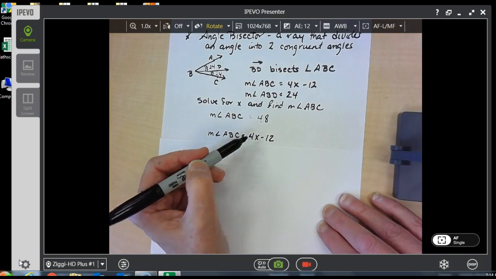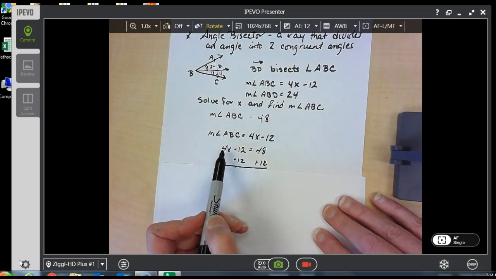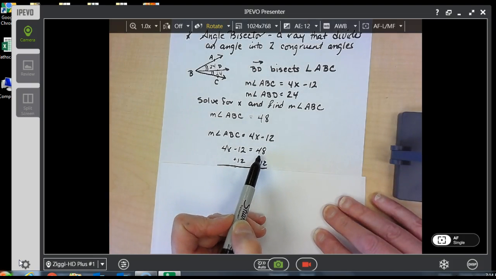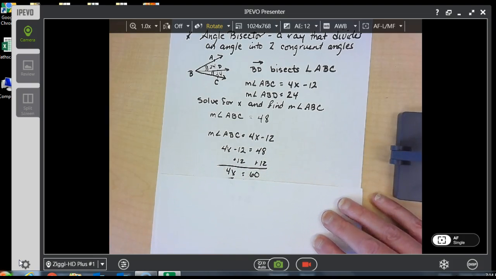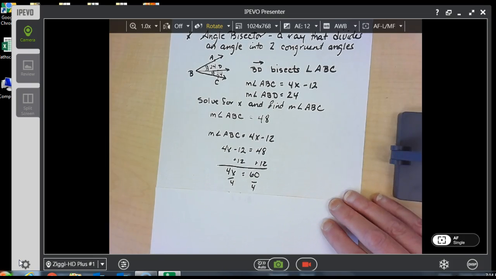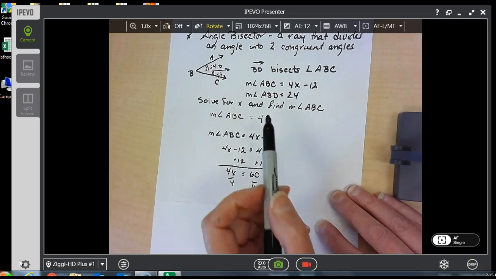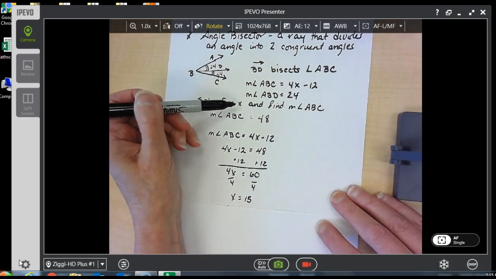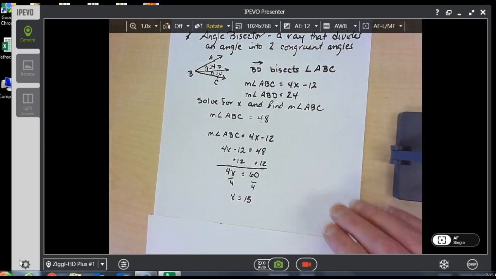And you know the measure of angle ABC is also equal to 4x minus 12. Well, if they're equal to the same thing, we set them equal, and then we solve. So 4x minus 12 would equal 48. Add the 12 to both sides. 4x equals 60. Divide both sides by 4. 60 divided by 4 is 15. And now we have found the x. Just make sure you have found both things. We found the x, we found the measure of ABC, so now we're done. And that ends your notes on 1-5.